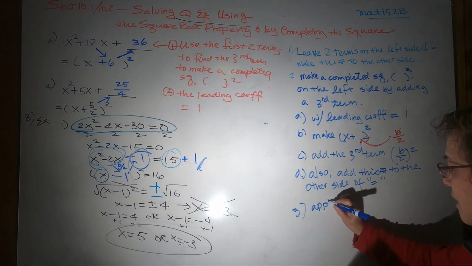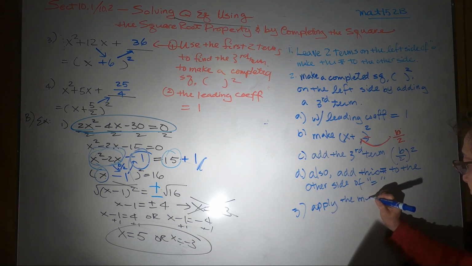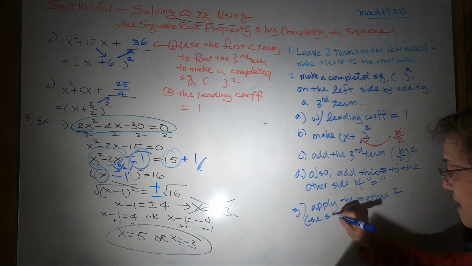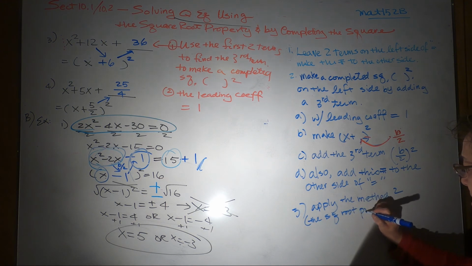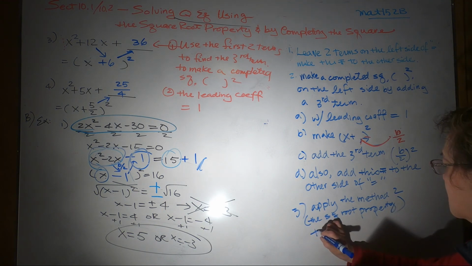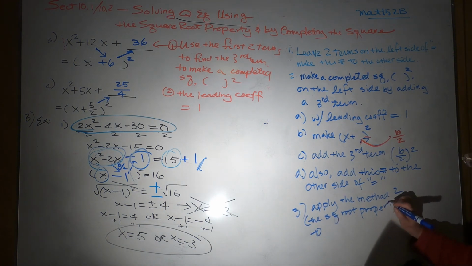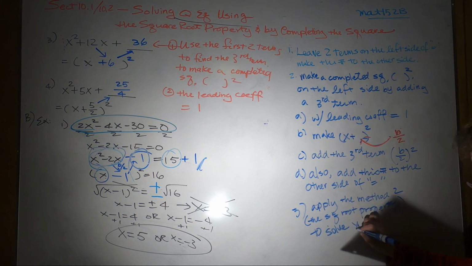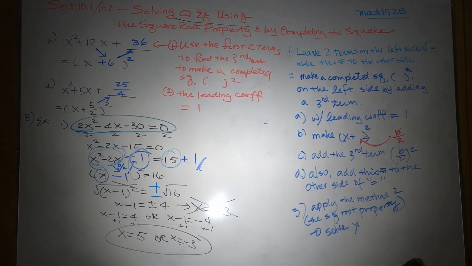Then we will apply method 2, which was what? The square root property, right? Square root property to find the x. Is that what we were doing? Right? Not too bad, right? Manageable.